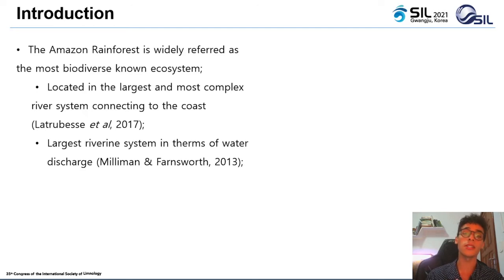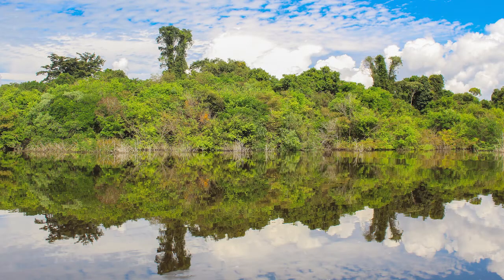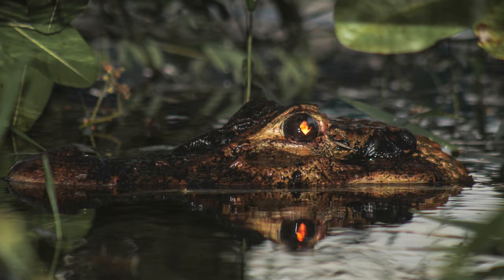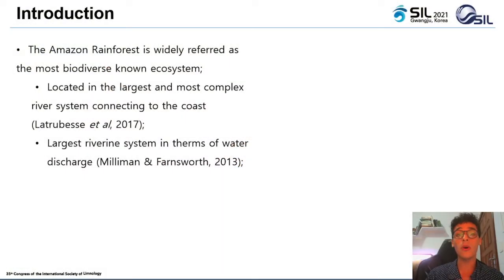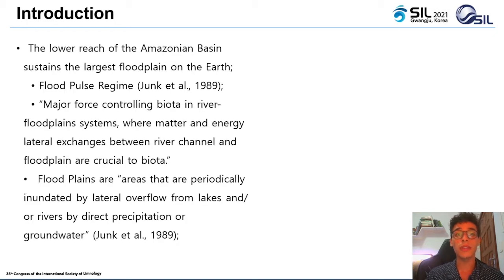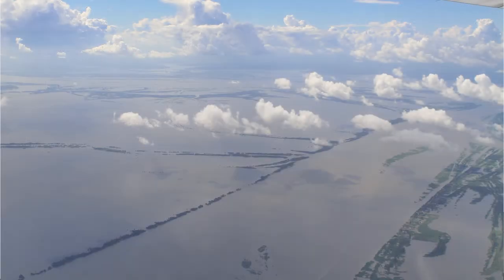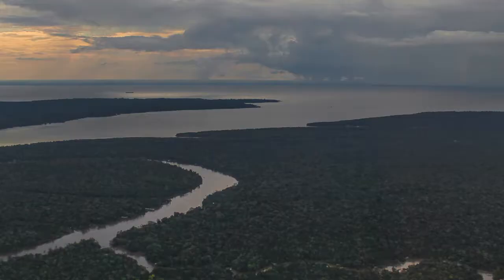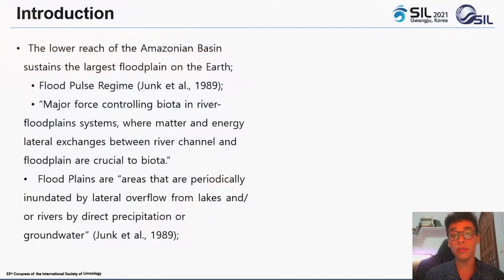The Amazon rainforest is widely referred as the most biodiverse ecosystem in the world. It is located in the largest and most complex river system connecting to the coast, and it is the largest riverine system in terms of water discharge. In the lower reach of the Amazonian basin, we find the largest floodplain on the earth. It is under the influence of the flood pulse regime, which is the major force controlling biota in river floodplain systems, where matter and energy lateral exchanges between river channel and floodplain are crucial to biota.